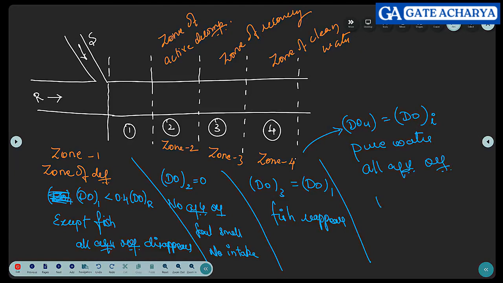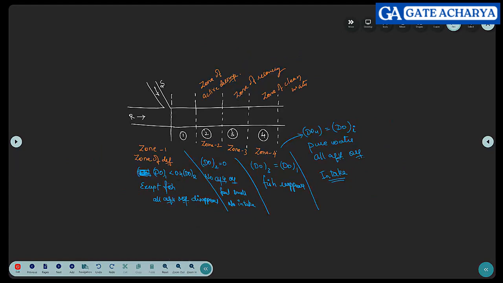So we can have intake wells permitted. We can take water for the other communities in the downstream side. These are the 4 zones. Okay, so how to adopt this in a simple graph?